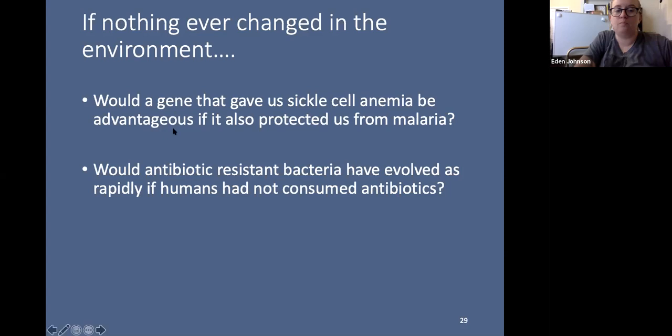Would the gene that gave us sickle cell anemia be advantageous if nothing ever changed in the environment you are in right now? If you're not in Oxford, Mississippi, you're in Jackson, you're in Grenada, you're in Colorado, wherever you are, in your community, are you being ravaged by malaria? No, probably not. So nothing ever changed. Malaria is not affecting you.